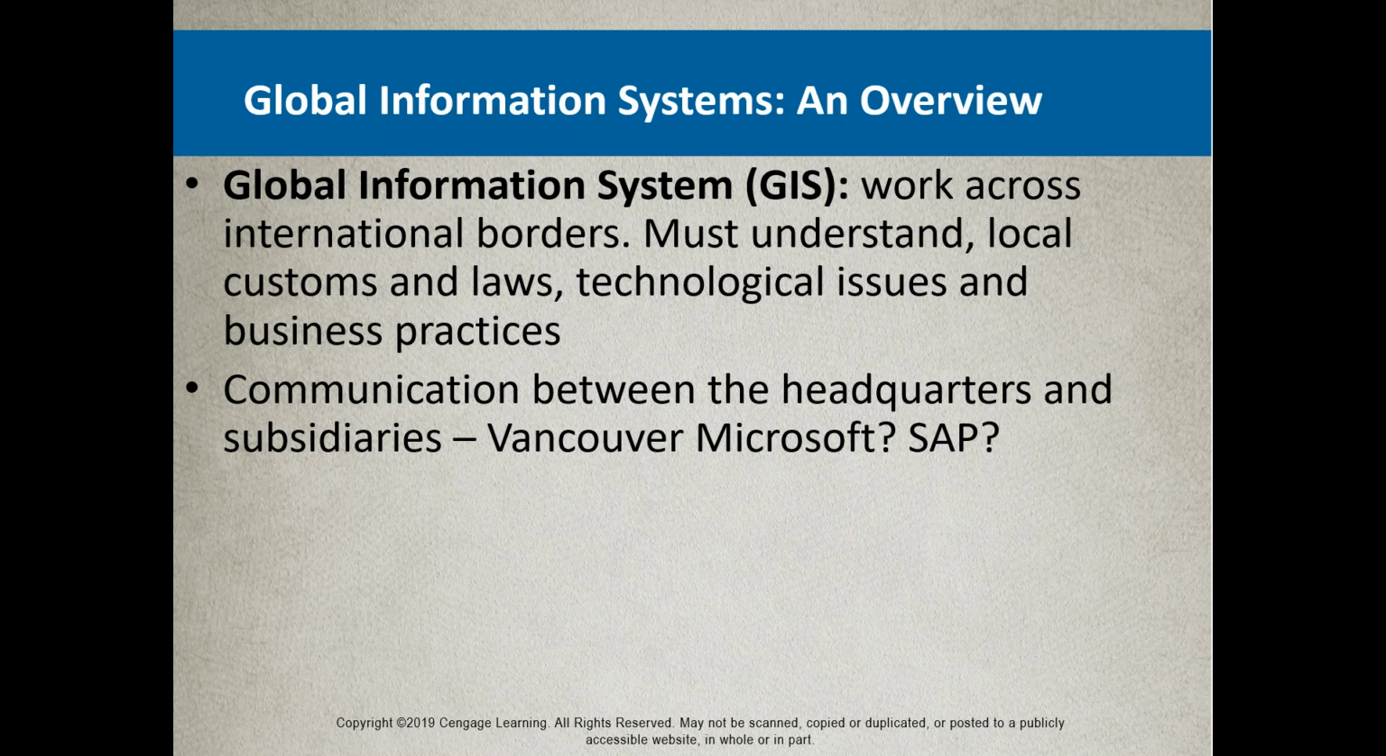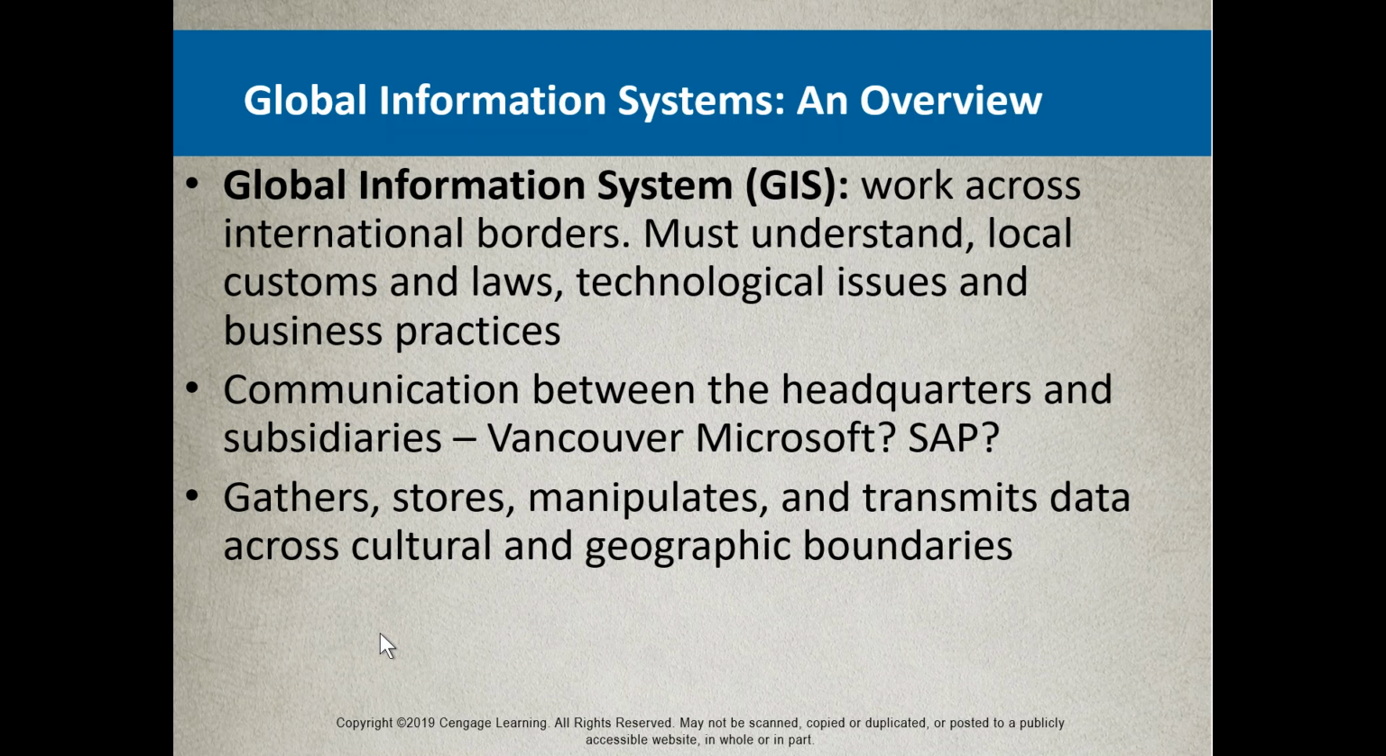It would be helpful if those companies used the same ERP system so they could better communicate between them. So these GIS systems just allow companies to easily gather information consistently across borders, store their information in a similar way, manipulate it or do data analytics or business intelligence, and transmit the information to different countries, across different cultures and geographic borders. So that's what these GIS systems focus on.